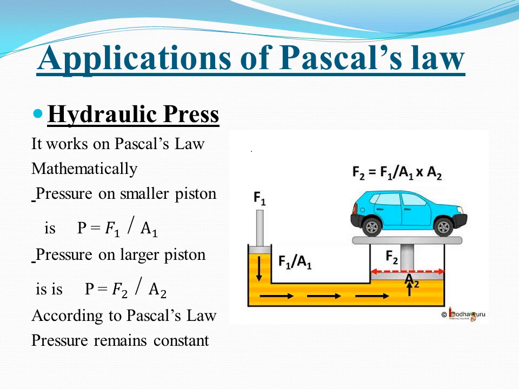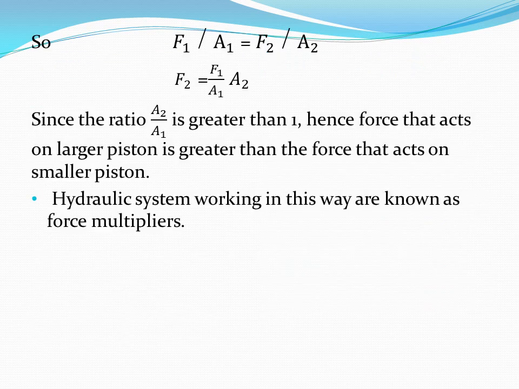That is, the pressure which is produced due to force F1 will be equally transmitted throughout the liquid. So we will compare these two equations, and we will get a relation: F1 over A1 equals F2 over A2. Now F2, the force which is produced on the larger surface, will be unknown. So F2 equals F1 A2 by A1.